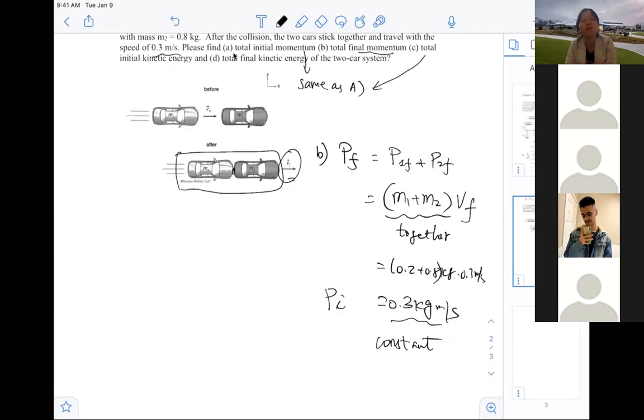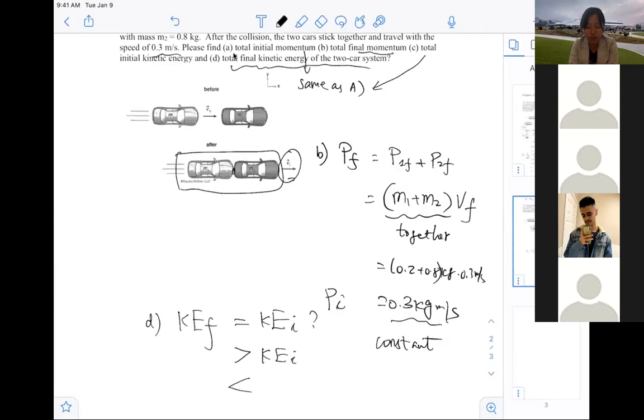However, if you make a prediction about the total final kinetic energy of the two-car system, what is your prediction? Would you say the final kinetic energy the two cars have is going to be equal to the initial kinetic energy of the two cars? Or is it going to be bigger? Or is it going to be smaller than the initial kinetic energy of the two cars? Which one? So if you had to make a prediction, what would be your guess or choice?